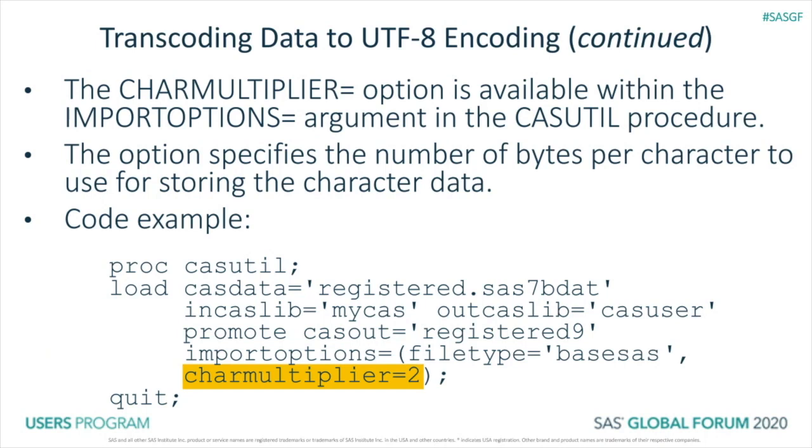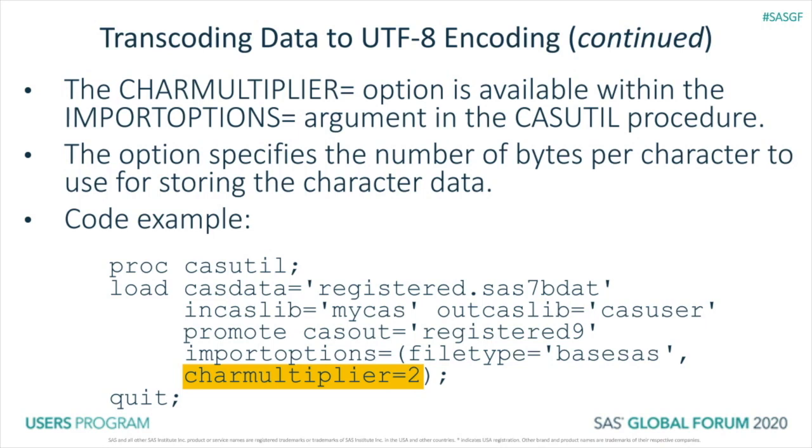The CHARMULTIPLIER= option is available within the IMPORTOPTIONS parameter in CASUTIL. This option specifies the number of bytes per character to use when you're storing your character data. So basically, this option gives your character variables more room to breathe. The registered trademark symbol can't be represented by a single byte in UTF-8, so we need to give the character data more space to store it.